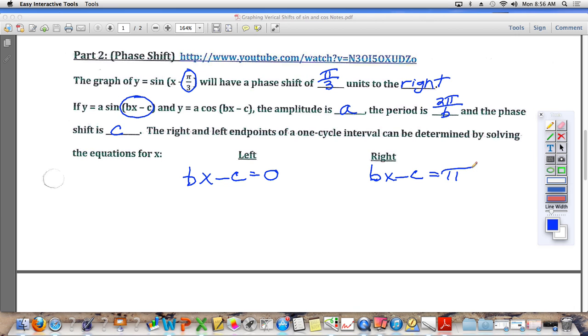What do we do to solve for x in this first one? We're finding the left endpoint. We add c first. So we have bx is equal to c, and then we have to divide by b. So x is equal to c divided by b.